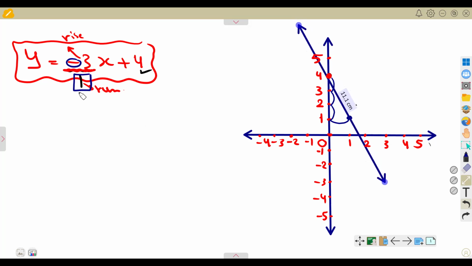This is how we can graph the straight line from a given equation by using the y-intercept and the gradient. First, you plot the y-intercept and then you find the gradient. Very good, the gradient. You understand it? Yes. Okay. Another one.